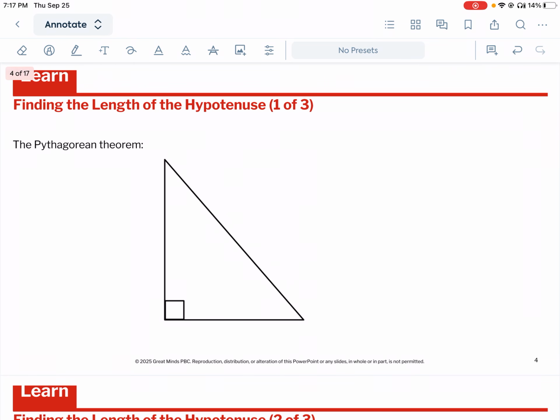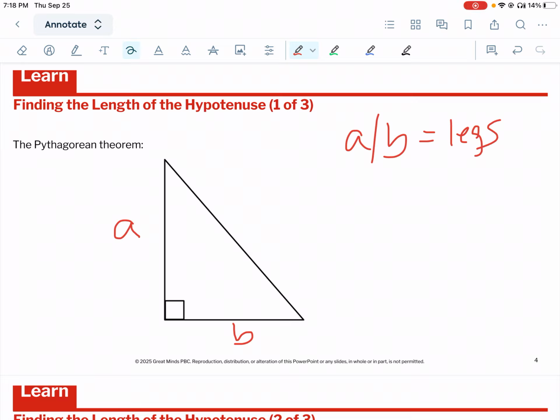Here, finding the length of the hypotenuse. Part 1 of 3, this is where we're starting, the Pythagorean theorem. If you remember from yesterday, we have our side A, we have side B, which are both legs. A and B are legs to our right triangle. You know it's a right triangle because we have this square here that lets us know that this measurement here is 90 degrees. And then we also have C. C is our hypotenuse. And I'm going to just label it a little bit. Hypotenuse.